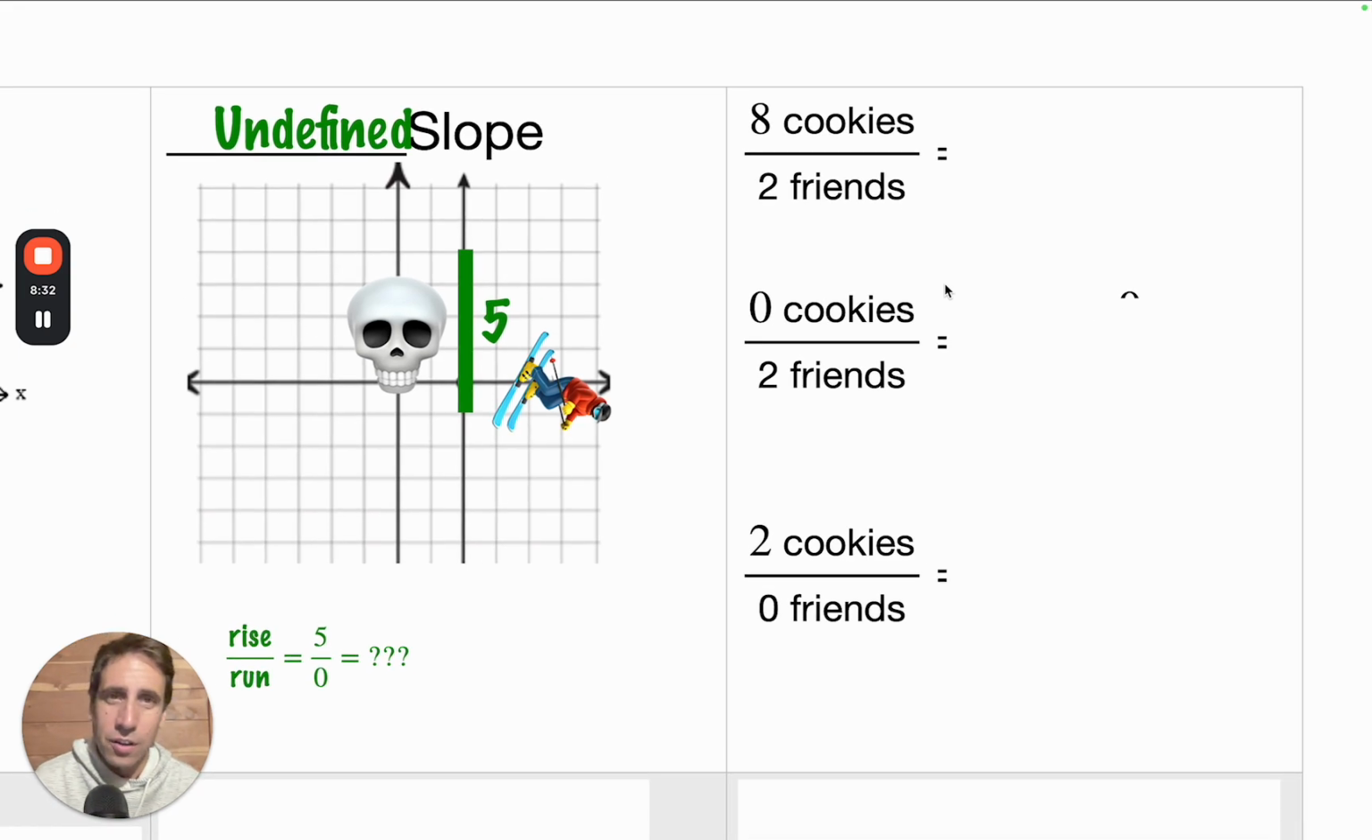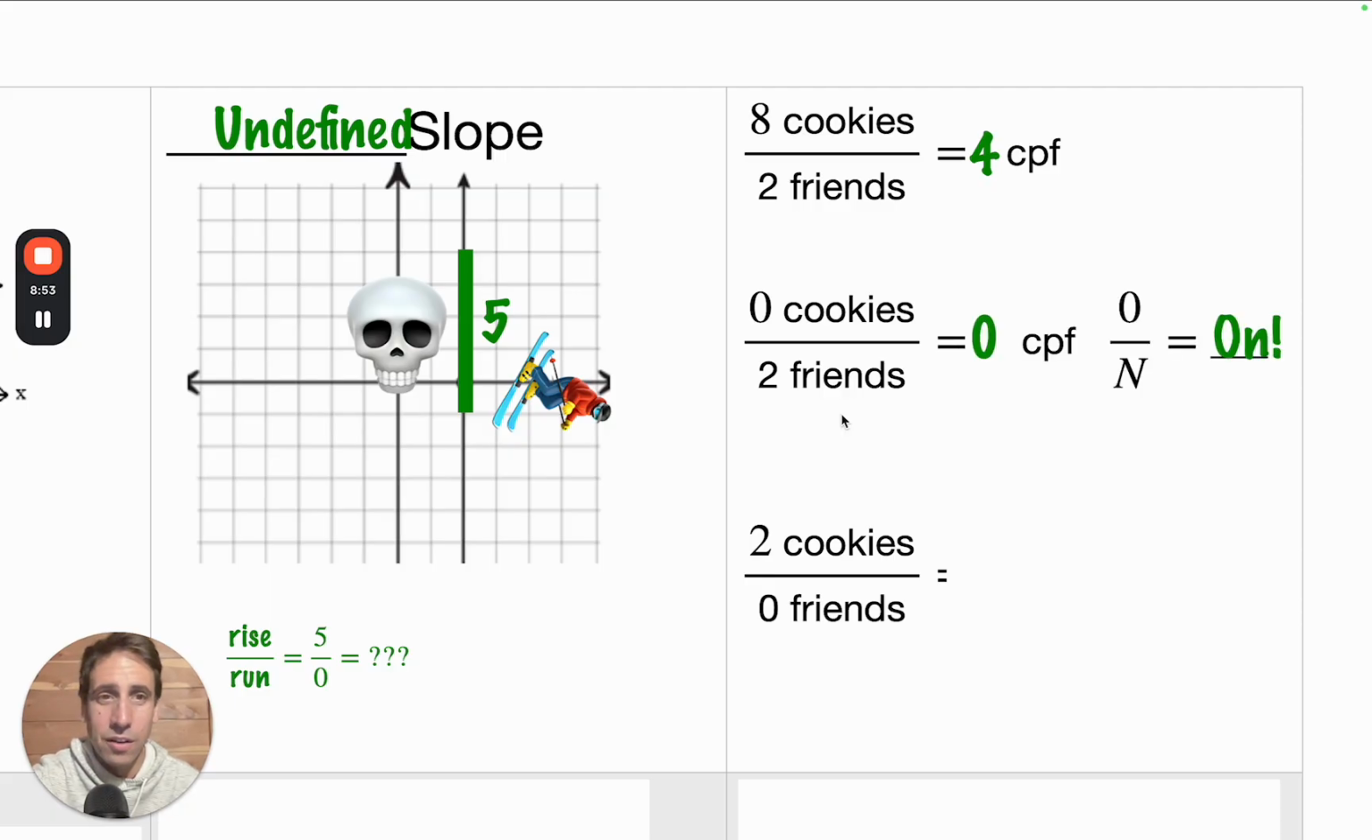Let's say you had 8 cookies and 2 friends, and you want to give all the cookies out to your friends. How many cookies does each friend get? Well, you can simplify it. 8 divided by 2 is 4. 4 cookies per friend. Great. What if you had 0 cookies and 2 friends? How many cookies are your friends going to get? Well, they'll probably still be your friend, but they're not going to get any cookies. 0 divided by 2 is 0 cookies per friend.